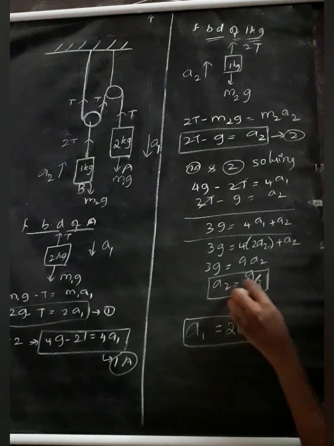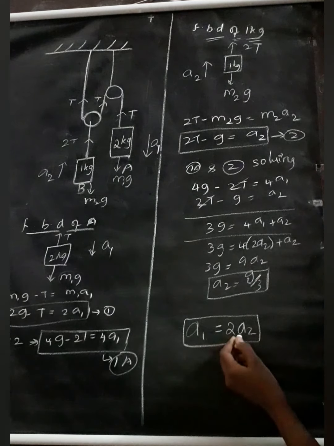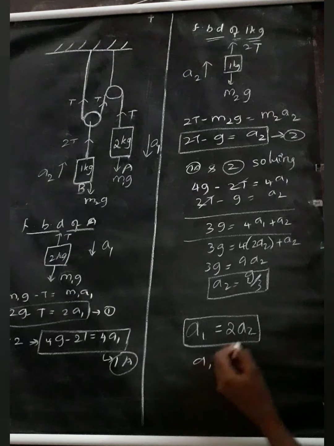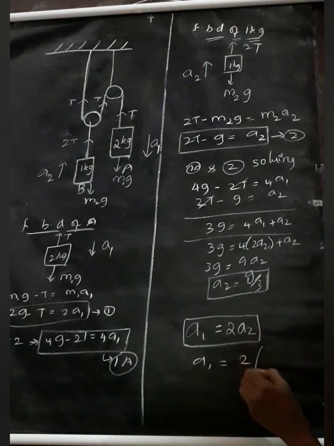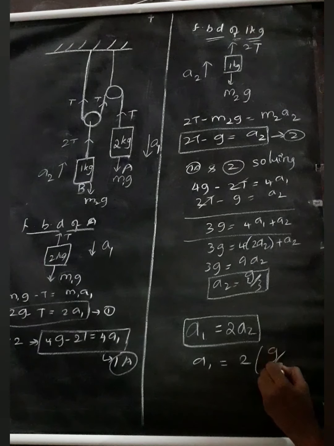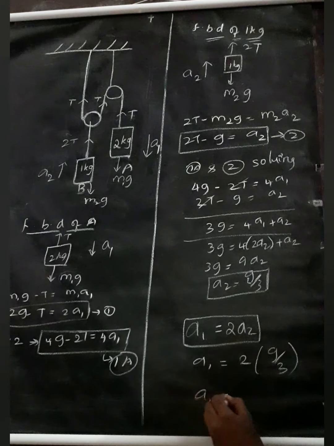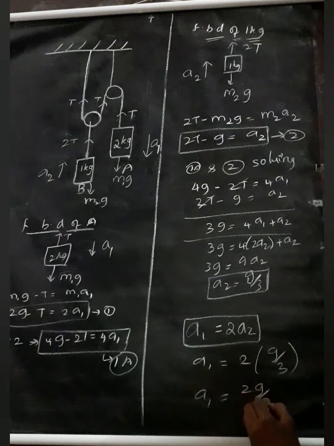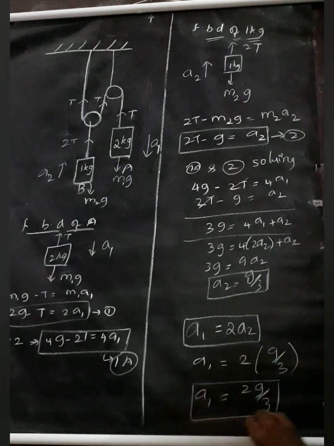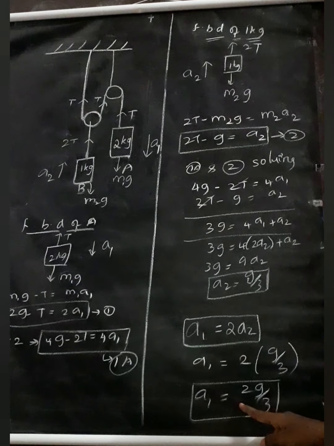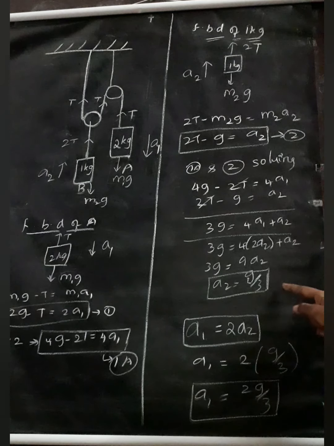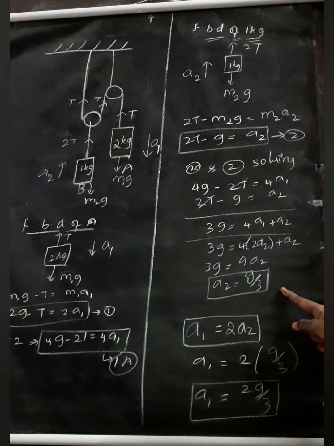The value of a2 is g by 3. We know that a1 is equal to twice of a2, so a1 is equal to twice of g by 3. That is, a1 is equal to 2g by 3. This is the acceleration of the 2 kg mass, and this is the acceleration of the 1 kg mass.